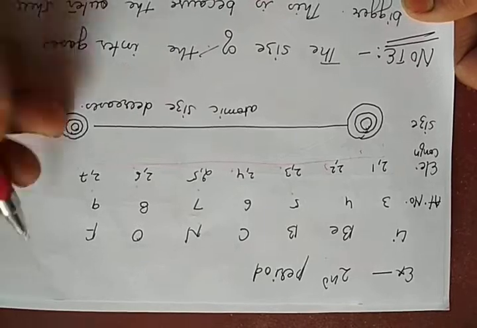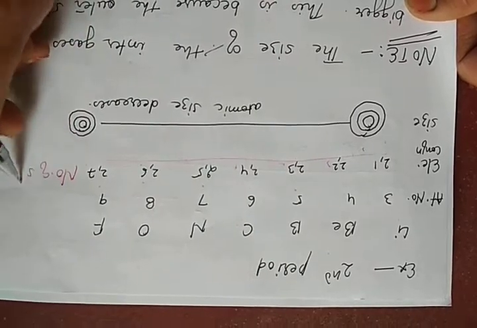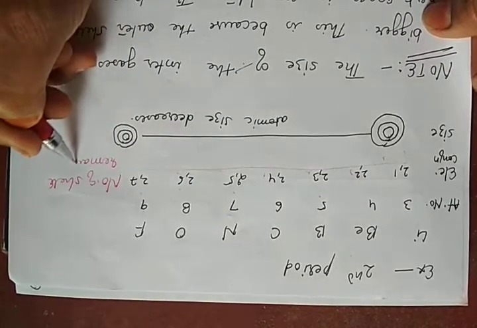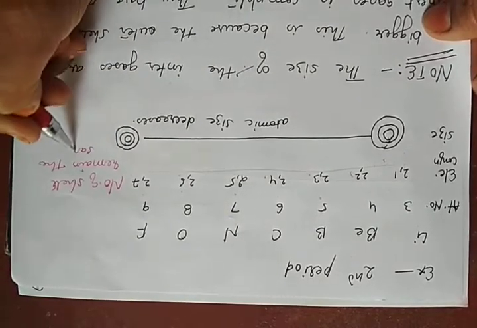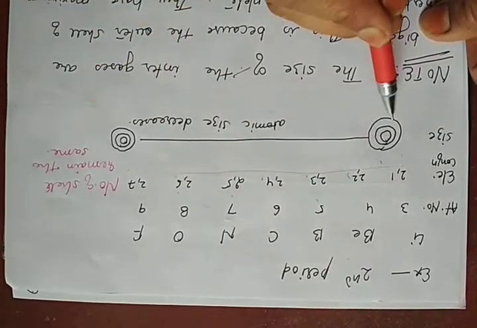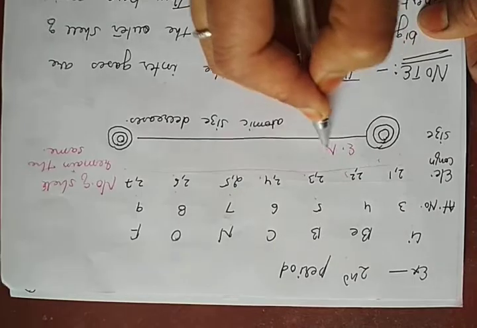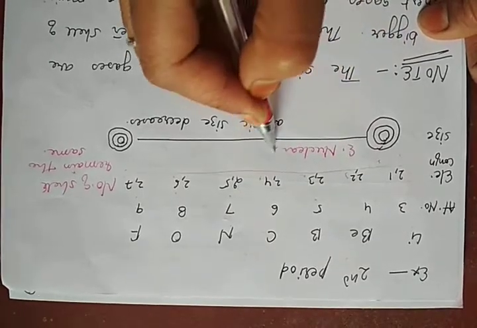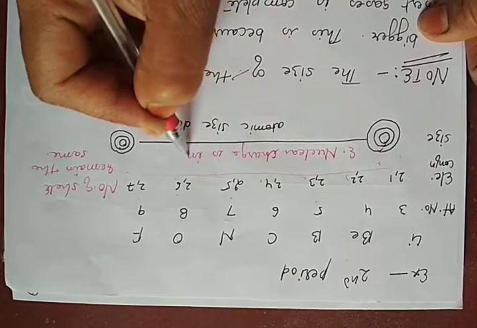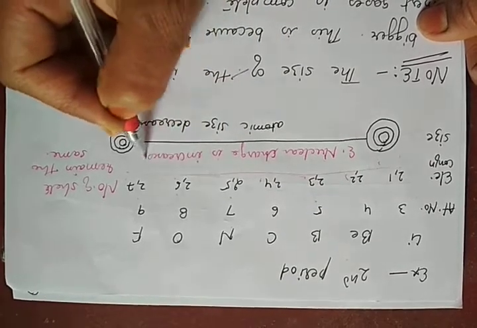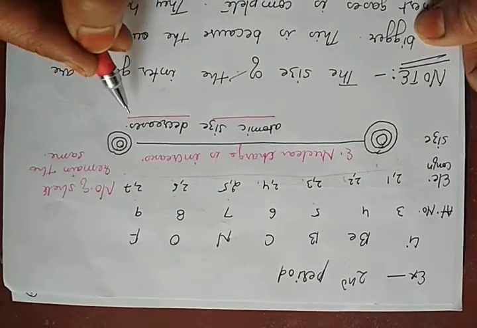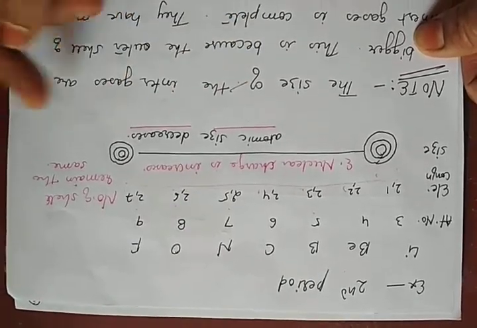We understood that the number of shells remains the same, as all the elements belong to the same period. Thus, the effective nuclear charge increases. Thus, atomic size decreases. So, a contraction in the atomic size takes place.